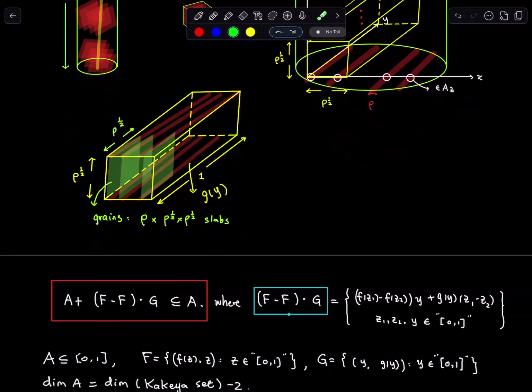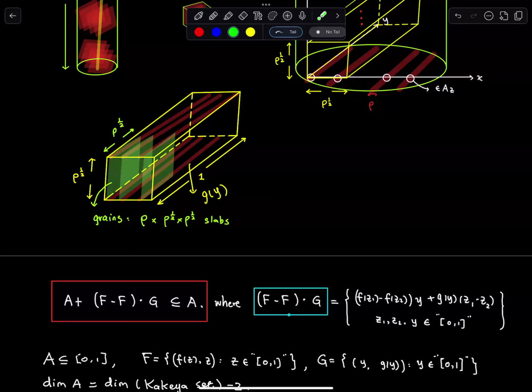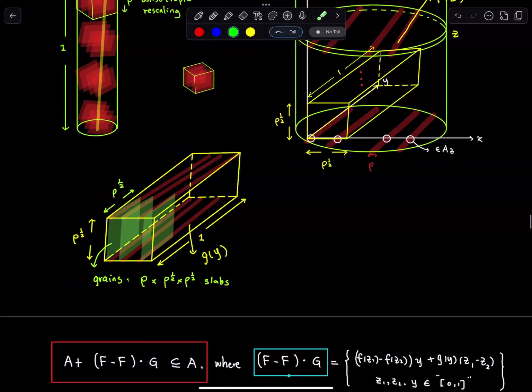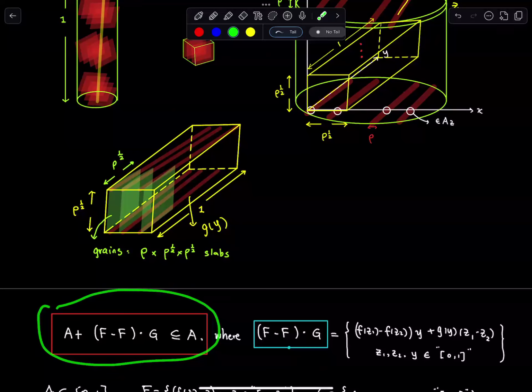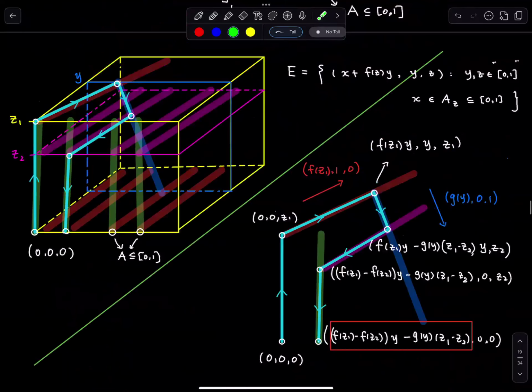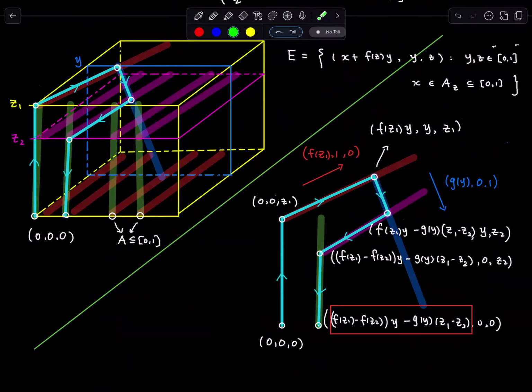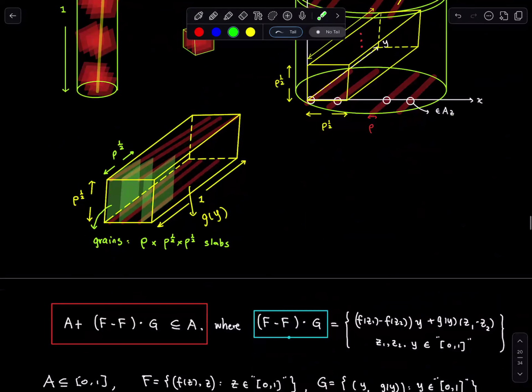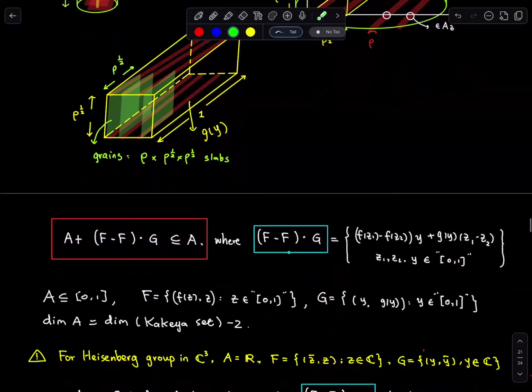And then the sum product phenomenon tells us that the set A plus F minus F dot product with G is again in A, where F minus F dot product with G is defined as Fz1 minus Fz2 times y plus Gy times z1 minus z2. Okay, let me just tell you where this equation comes from, although I didn't do any calculation. The calculation of coordinates comes from the previous page. I think the slides are online. You can check it out if you want. But let me just show you where this sum product configuration comes from.